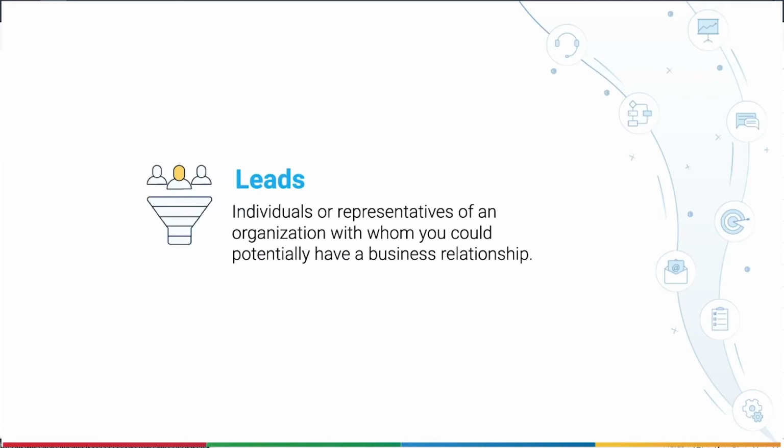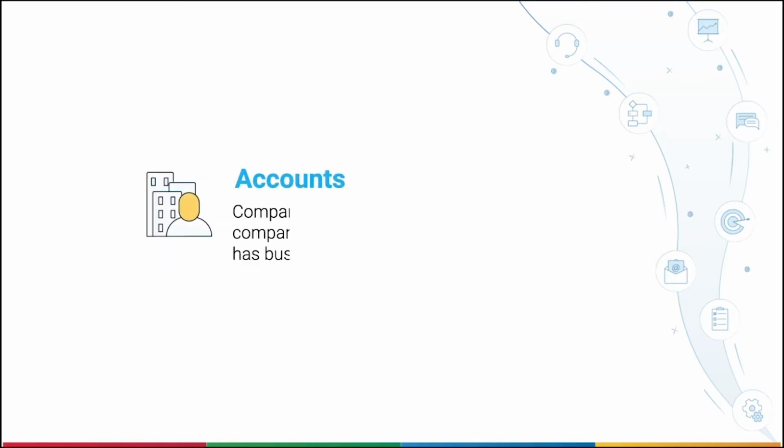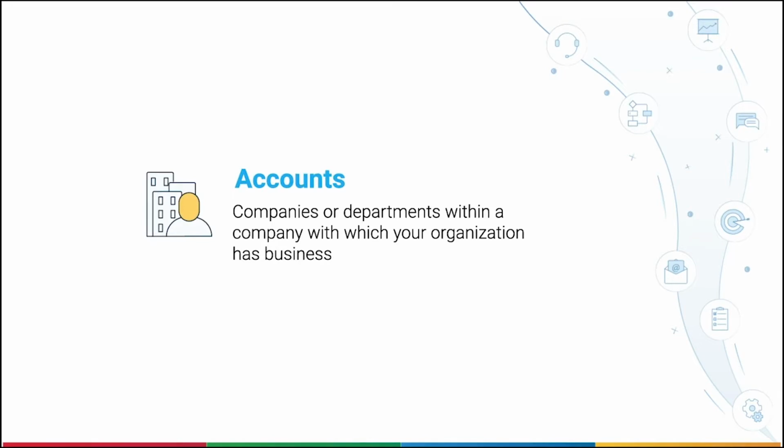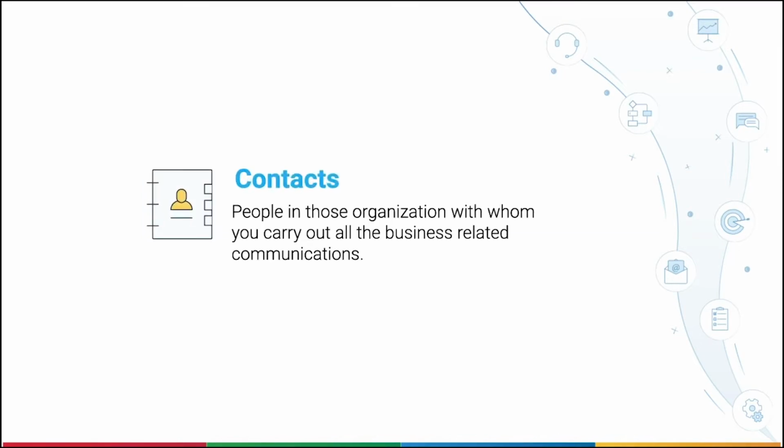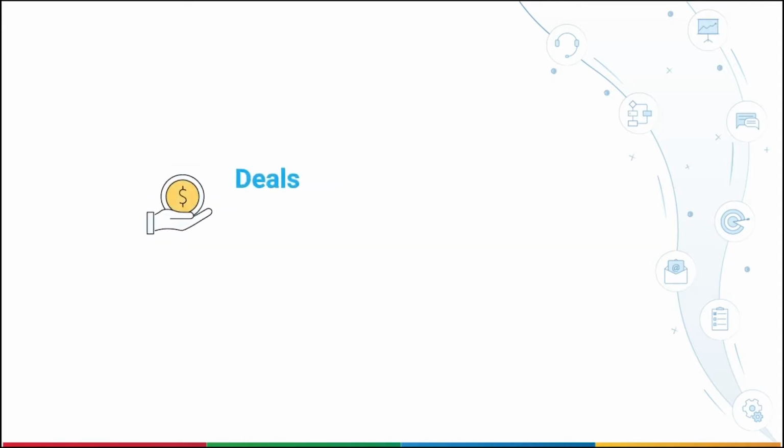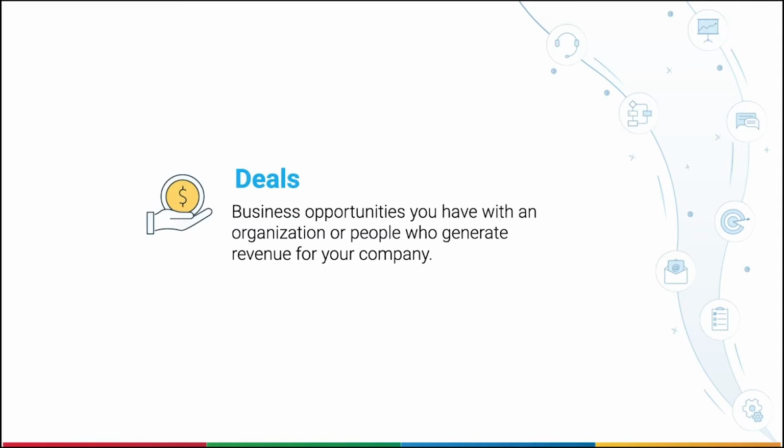Leads are the individuals or representatives of an organization with whom you could potentially have a business relationship. Accounts represent companies or departments within a company with which your organization has business with. And contacts are the people in those organizations with whom you carry out all business-related communications. Deals are the business opportunities you have within an organization or people who generate revenue for your company.